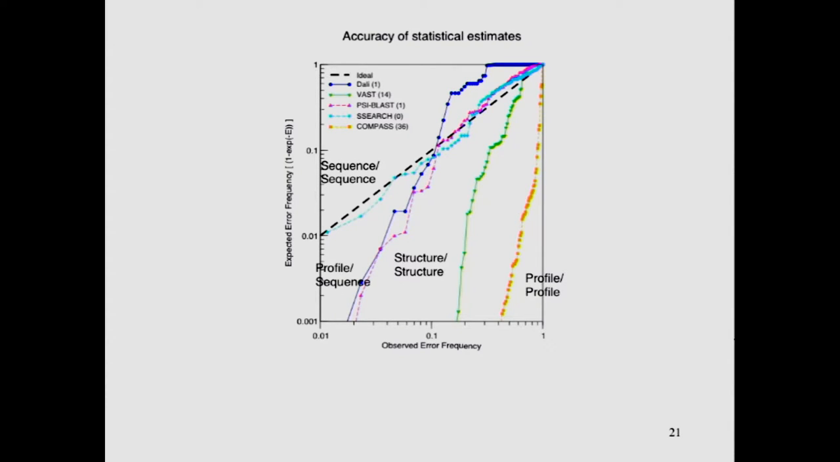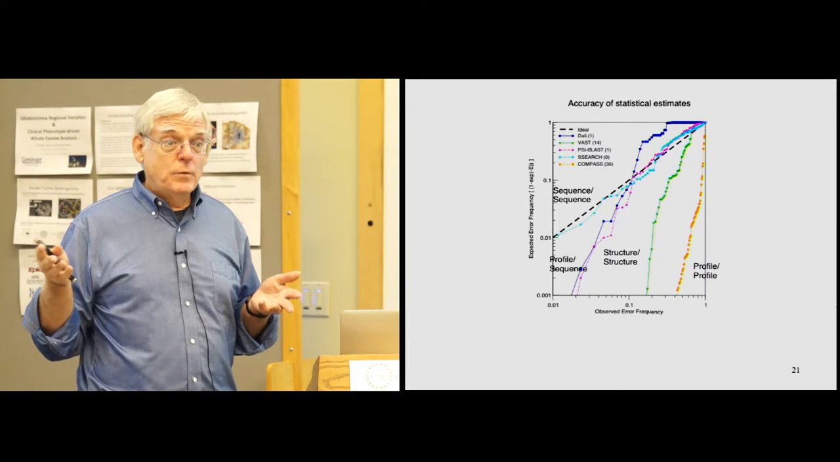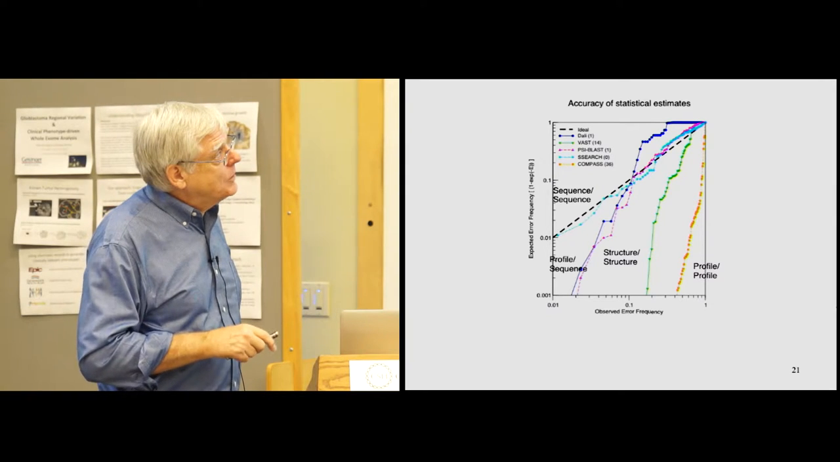if I do 50 searches, and then I calculate the expectation value for the highest scoring unrelated sequence, after I've done 50 searches, the highest scoring unrelated sequence should have an expectation value of about 0.02. If I do one search, it should be somewhere around 1. If I do 10 searches, it should be 0.1. If I do 50 searches, it's going to be 0.02. And that's what this diagonal line is.